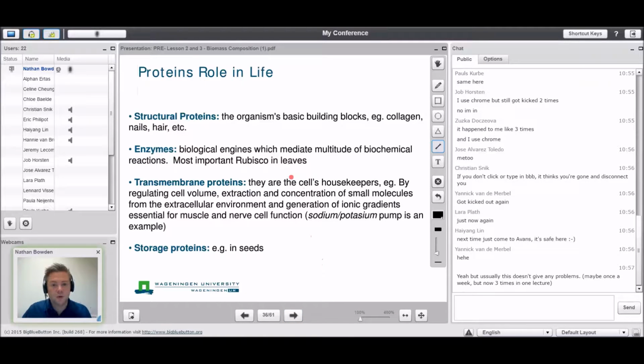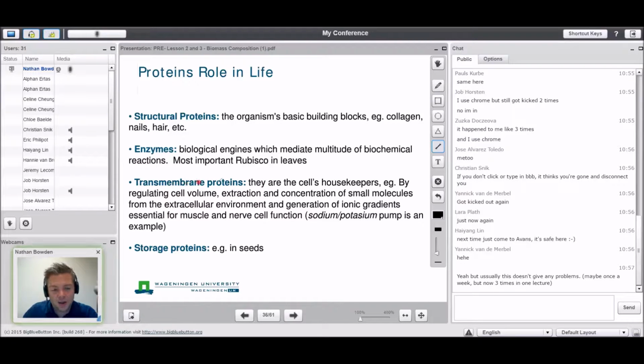Proteins' role in life. The structural proteins are like organisms' basic building blocks. Collagen, nails, hair. Proteins give structure to your cells. They're everywhere. Enzymes are proteins. They're very small proteins normally, just a few amino acids long. They're the biological engines which mediate a multitude of biological reactions. Most importantly, Rubisco in leaves.